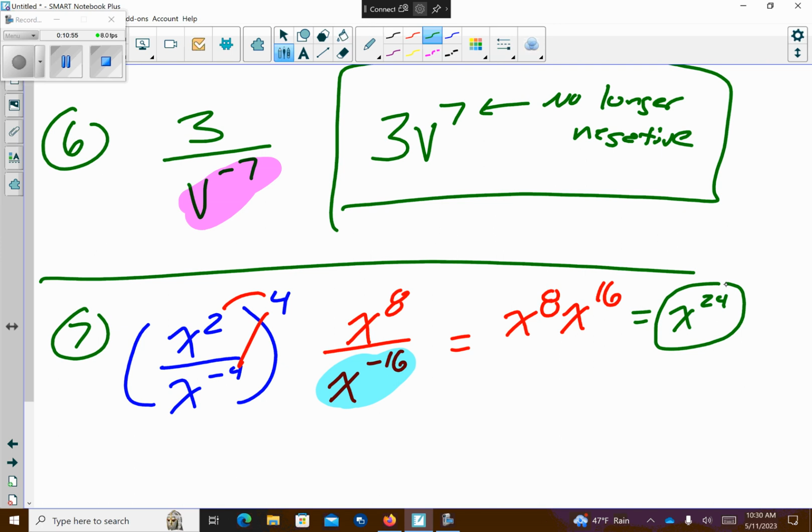Now, there's certainly other ways we could have done that problem. We could have moved the x to the minus 4 up. We could have combined it with the x squared. There's all kinds of ways we could have done this. You pick the pathway that's going to work best for you.